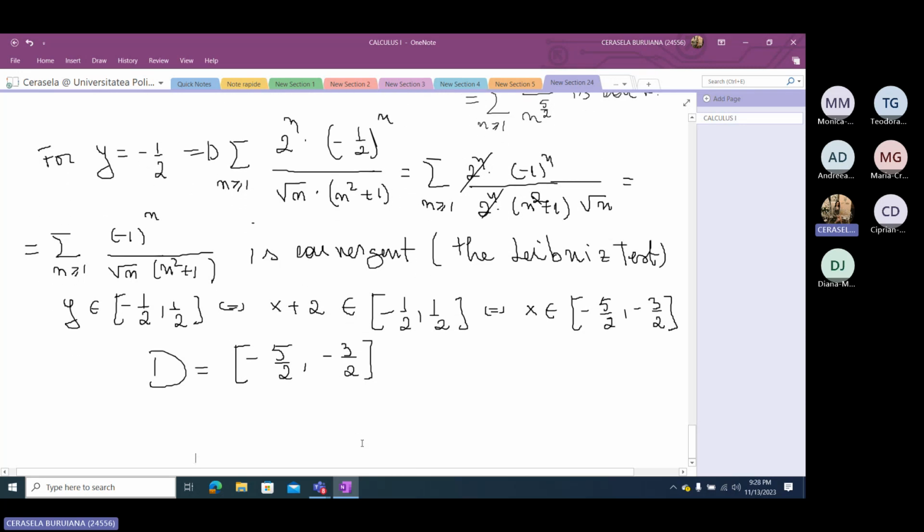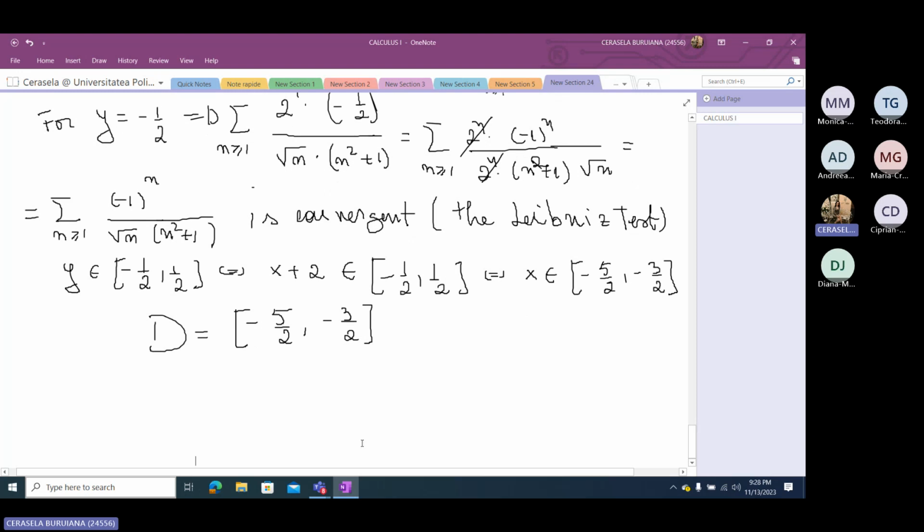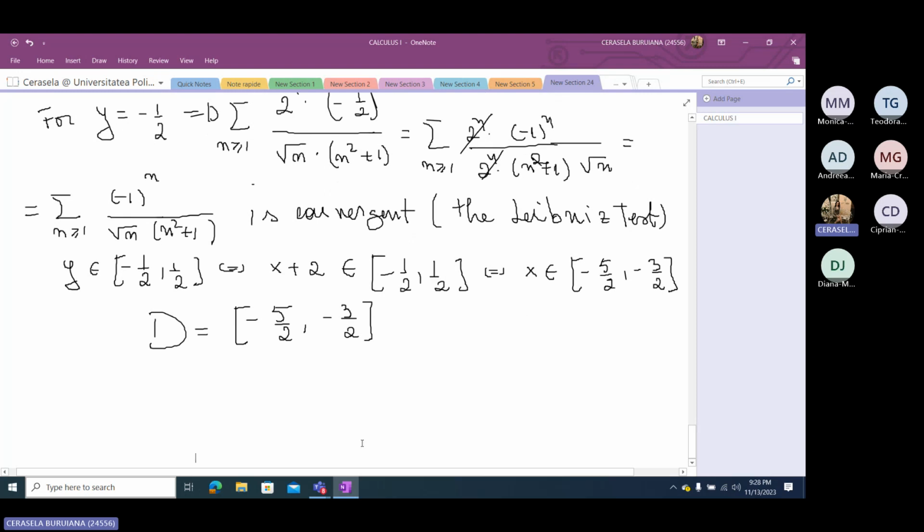Then let's solve another type of exercise that also has a high probability to appear at the exam.